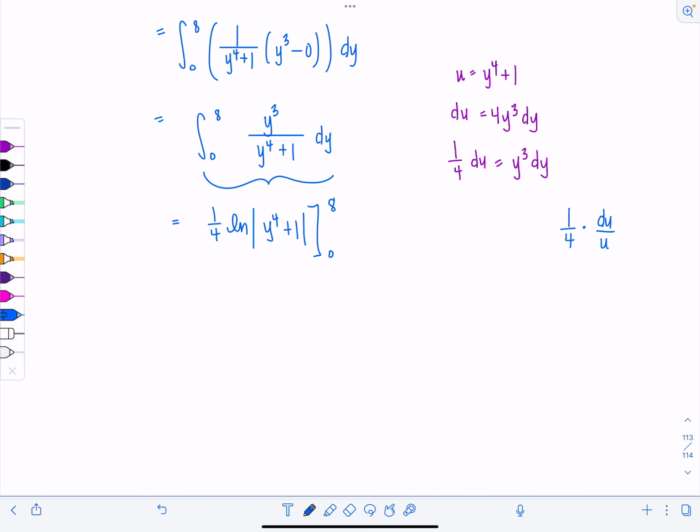Try it. Okay, and then this is going to be 1/4. We have natural log of 8 to the 4th plus 1, that's 4,097, minus natural log of 0 to the 4th plus 1, which is 1. And then natural log of 1, we know that's just 0. So then our final answer we're left with is natural log of 4,097 over 4.